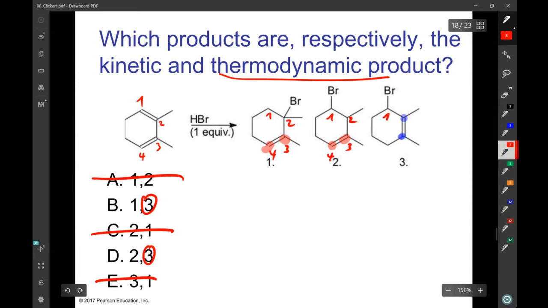Let's forget about 3 and only look at 1 and 2. When you look at 1 and 2, you notice that in structure 2, the hydrogen was not added on carbon number 1. But in structure 1, the hydrogen effectively was added on carbon number 1. And so that's why structure 1 is the kinetic product, and so D is not.